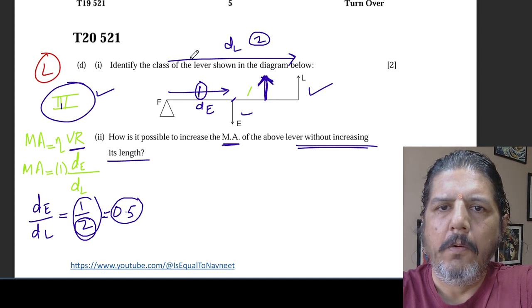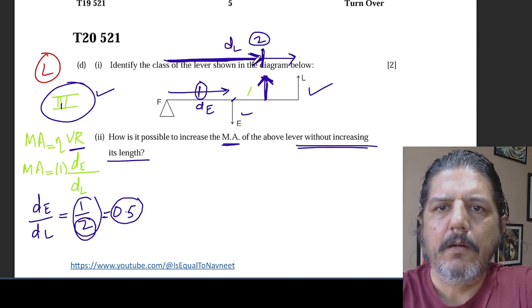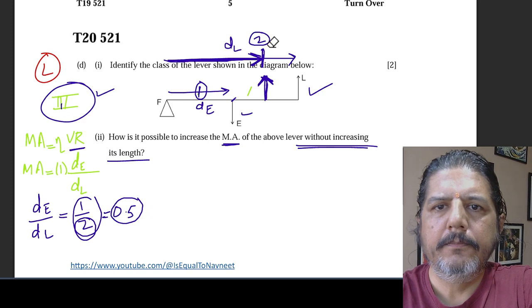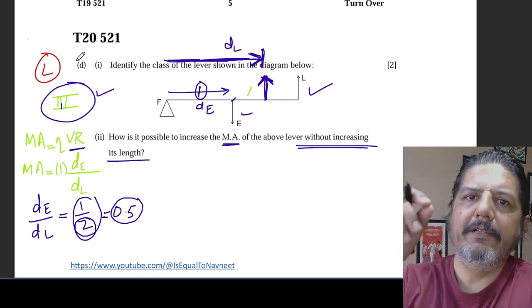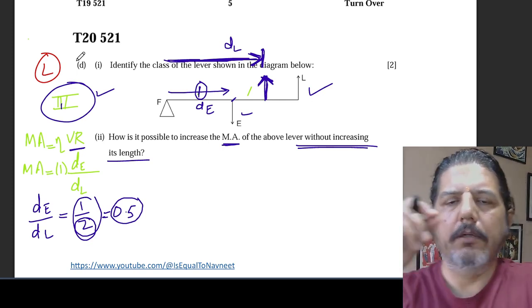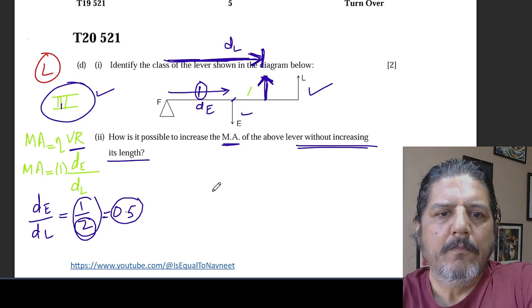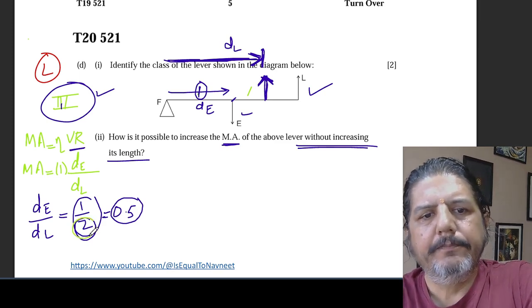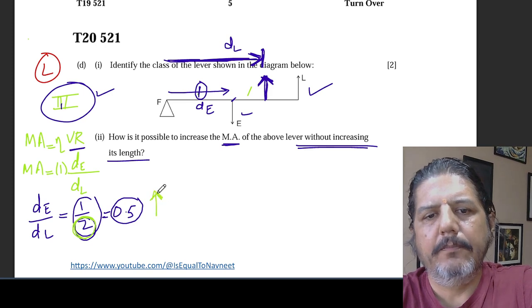here. If you see, what I have done is, I have decreased the load distance. By decreasing the load distance, I have decreased the denominator, and consequently I will increase the mechanical advantage.